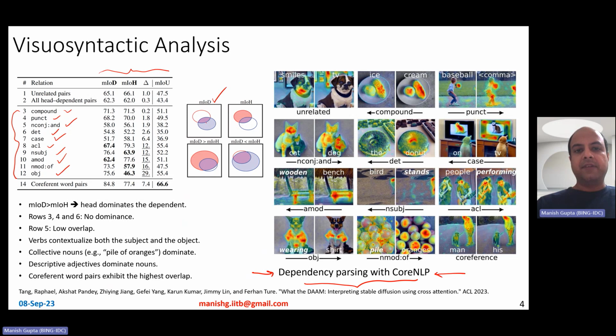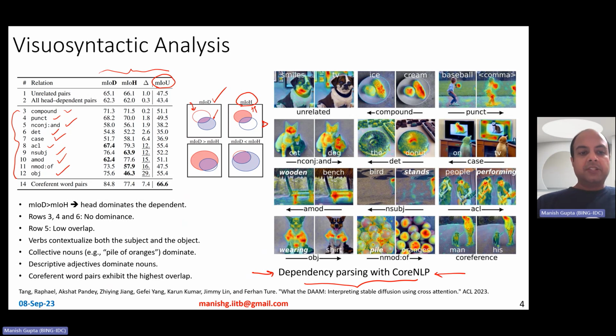And the way they calculated is as follows. Of course, they calculated the intersection, which is basically intersection over union. That's one of the simple things that you can calculate, intersection over union. They also computed intersection over dependent and intersection over head, which is sort of obvious. If you consider this as the head and this is the dependent, this is intersection over dependent, right? Since this was the head and this is the dependent, this is intersection over head.